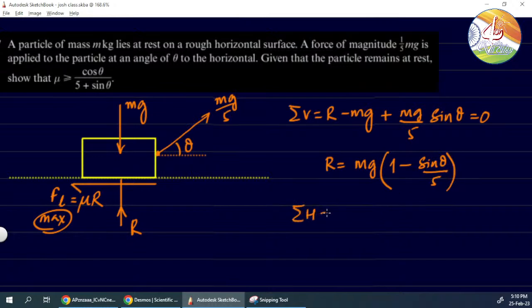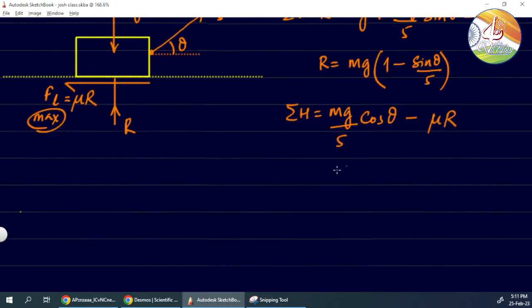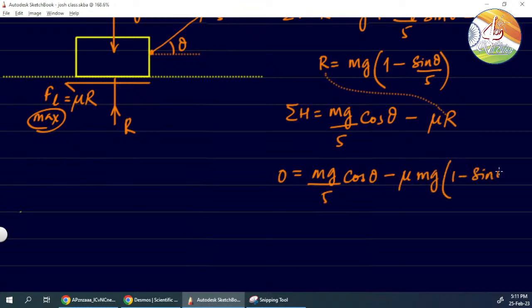Then I need to take the horizontal components. We get mg by 5 into cos theta acting in the forward direction minus mu R, acting in the backward direction. So here we need to substitute the value of R. This should be equal to 0, of course. So mg by 5 cos theta minus mu, which is not known, times R, which is mg into 1 minus sin theta by 5.